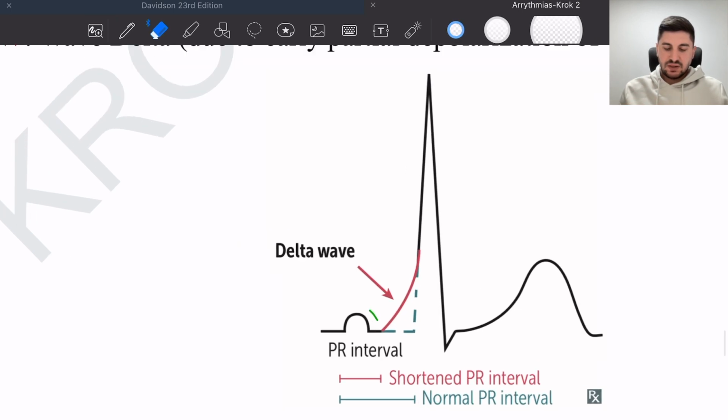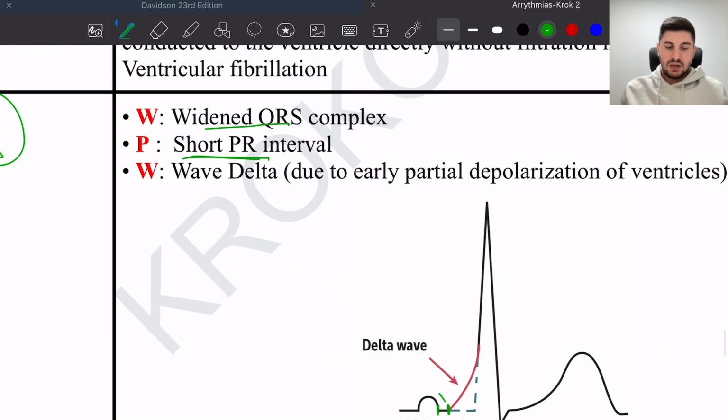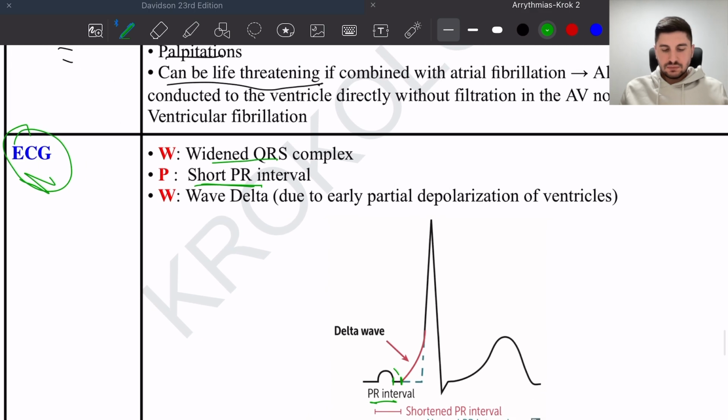The PR interval is the interval between the P wave and the R wave normally. But here, because we bypassed the AV node, it's shortened. PR interval shortened, and there is a widened QRS. Here is a mnemonic, WPW, for Wolff-Parkinson-White syndrome. So W means widened QRS, P short PR interval, W wave delta.